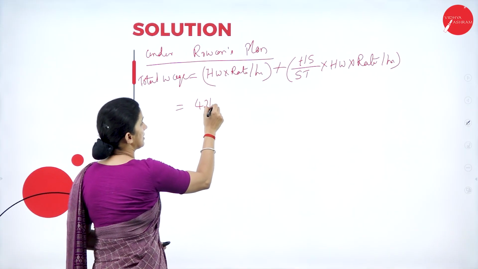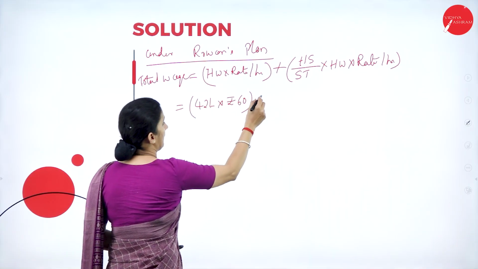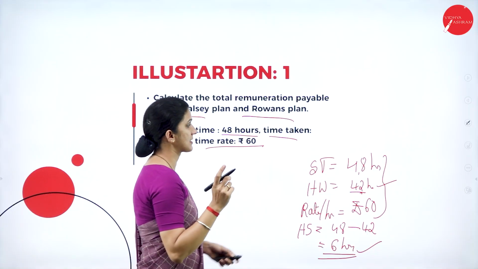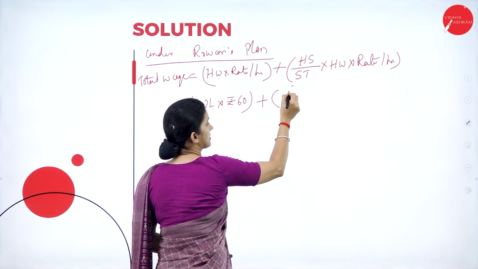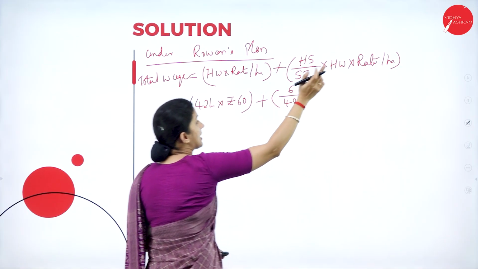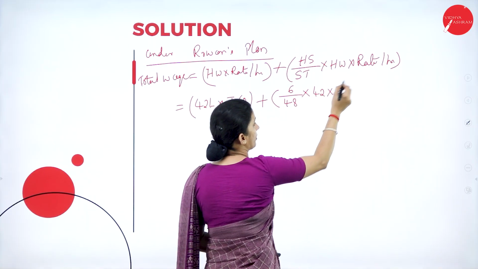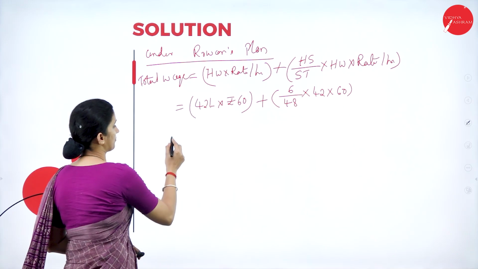So 42 hours into rate, rupees 60, plus what is the hours saved? Hours saved is 6, standard time is 48, into hours worked, 42 hours, into rate per hour, 60. So now we'll go for the simplification.